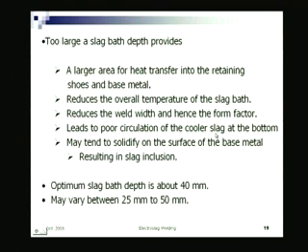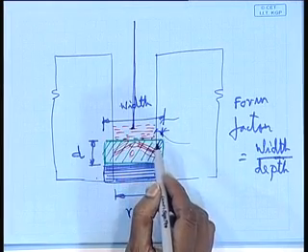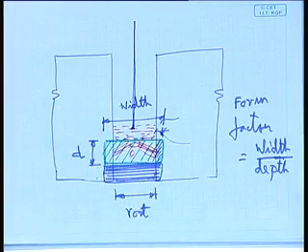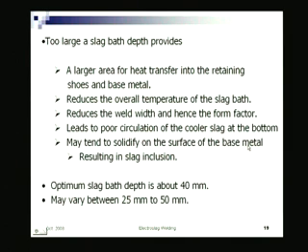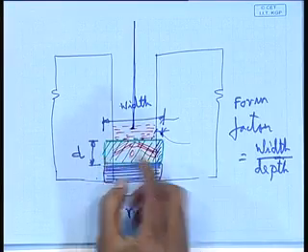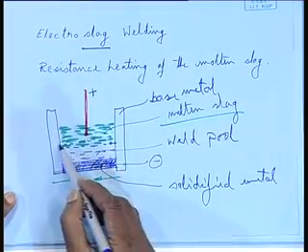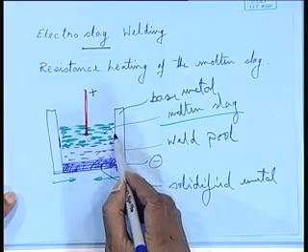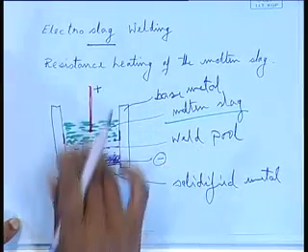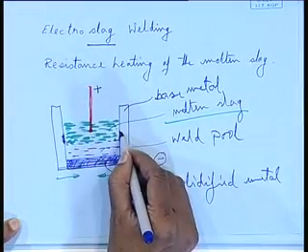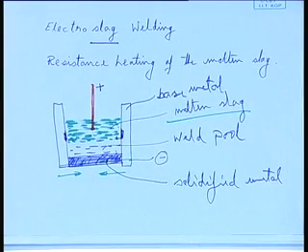It leads to poor circulation of the cooler slag at the bottom, because the slag at the bottom is somewhat cooler compared to the slag at the top. Still some kind of circulation is needed. If the circulation is not there, the slag will get solidified below. It may tend to solidify on the surface of the base metal, resulting in slag inclusion. If the volume of this slag bath is too large, the slag may get solidified on the base metal side. If it gets solidified, then slag inclusion will take place: the molten metal will come over it, the slag particles will remain there, and that leads to what is called slag inclusion.